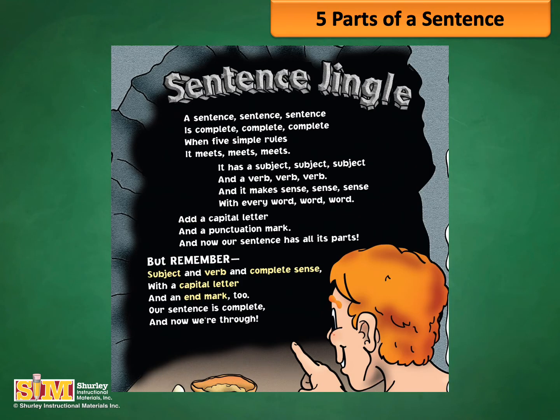Students must have an understanding of what it takes to write a complete sentence, so it's a good idea to begin with a review of the sentence jingle. After reciting it, remind your students that when we write or speak, we can use many different types of sentences to express what we want to say. Some sentences are long and some are short, but there are 5 things that all sentences have in common. Complete sentences contain a subject, a verb, complete sense. They begin with a capital letter and end with an end mark.